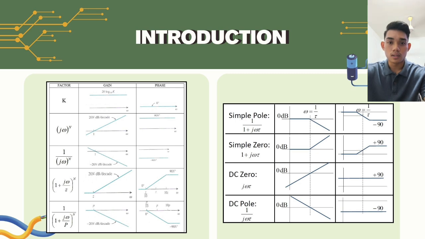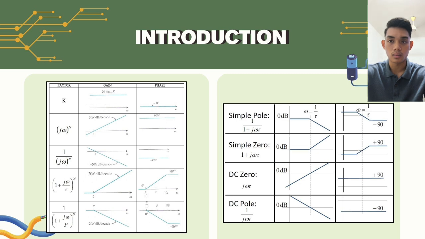Third one is 1 over (jω) to the power of n, a slope with line minus 20n decibels per decade. It decreases as frequency increases. For phase, constant at minus 90 degrees times n. Phase lag depends on n. Number 4 is (1 plus jω over the zero frequency) to the power of n. For gain, it's flat before ω equals the zero frequency, then increases at plus 20n decibels per decade after ω equals the zero frequency. For phase, start at 0 degrees, increase gradually to 90 degrees times n around the frequencies.